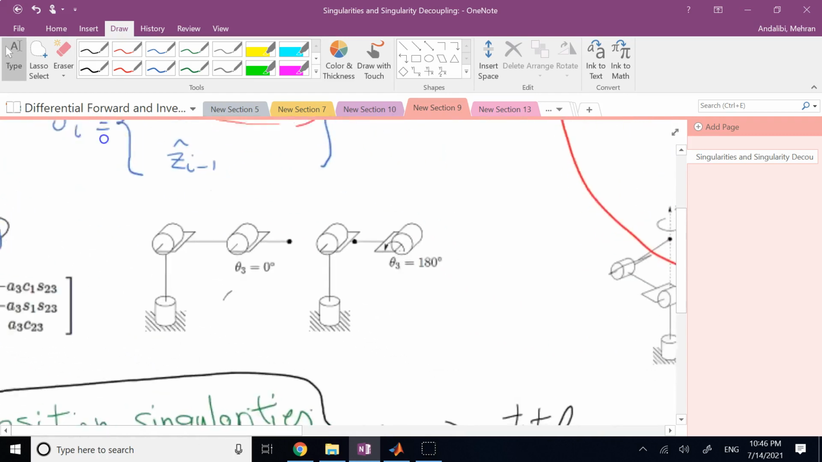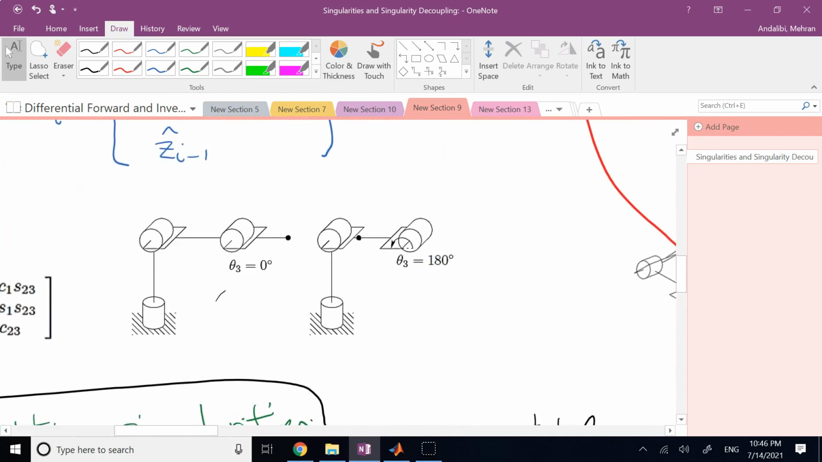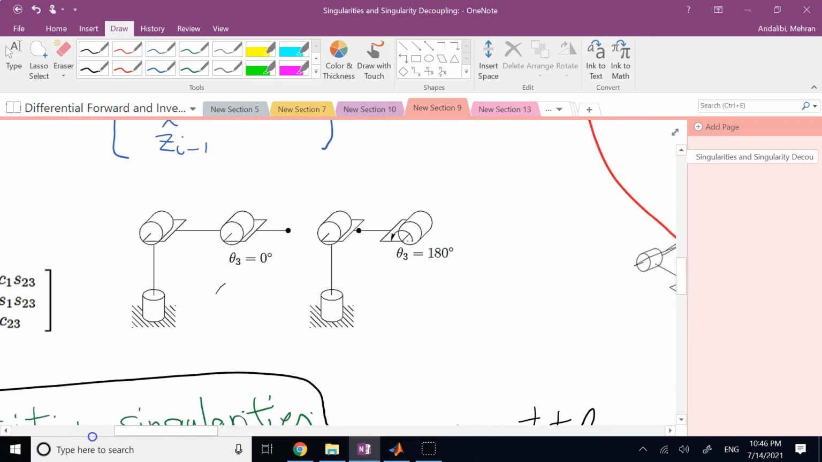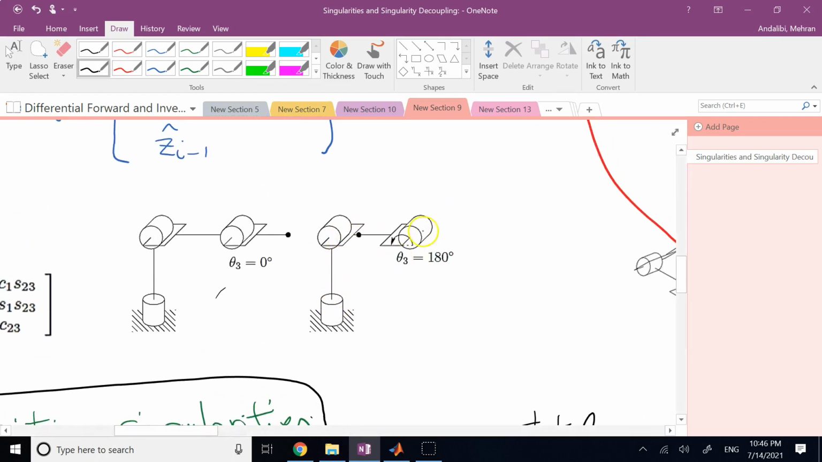So now, if I have a 6 DOF articulated robot, correct? These are the first 3 joints, and then here I also have my what? I also have my spherical wrist, correct?